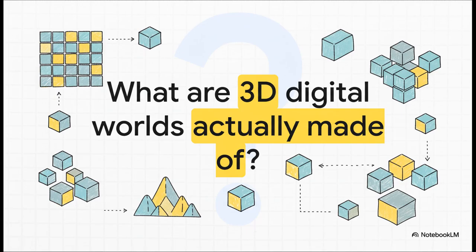Okay, we all get pixels, right? Those tiny little 2D squares of light that make up every single image on our screens. But that's flat. What happens when you go 3D? When you add depth? What's the 3D version of a pixel? What are the actual atoms of a digital world?